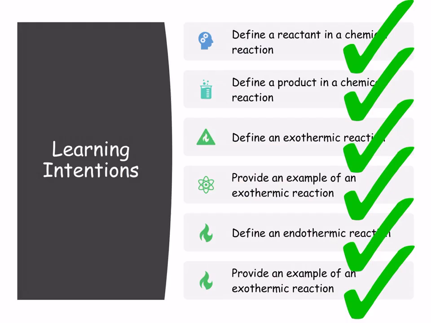So that's everything. We've been able to say what a reactant is, a product is, an endothermic and an exothermic, and we're able to give a definition of both.